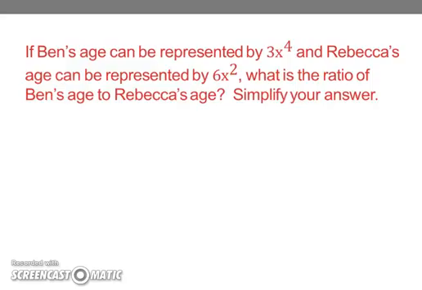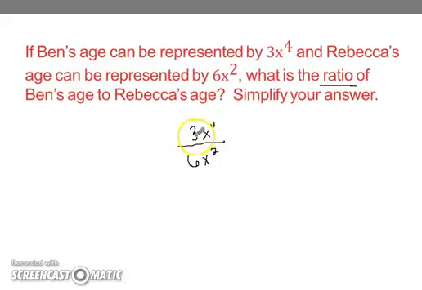Looking at this with word problems: if Ben's age can be represented by 3x to the 4th and Rebecca's age can be represented by 6x squared, what is the ratio of Ben's age to Rebecca's age? Ratio means a fraction, so we need to set this up as a fraction, as a quotient, like what we've been looking at. So Ben's age, 3x to the 4th, to Rebecca's age of 6x squared. And then you simplify like we've been doing.